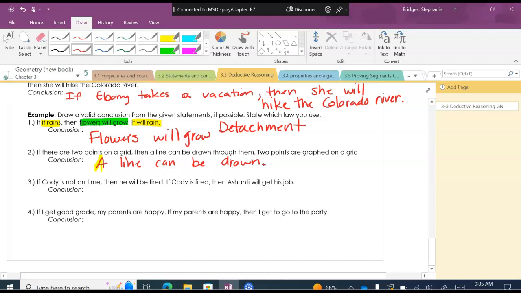Detachment or syllogism? Syllogism has 2 if-then statements. Did I give you 2 if-then statements? I only gave you one, right? So it would be detachment.